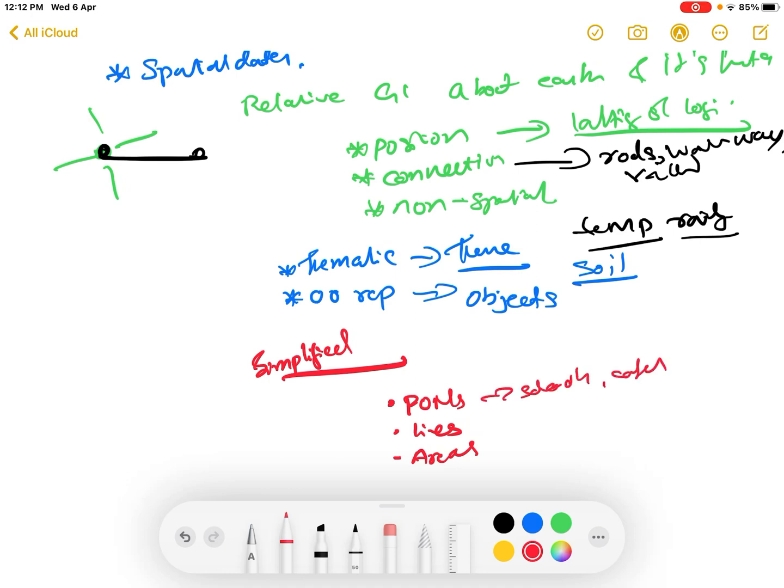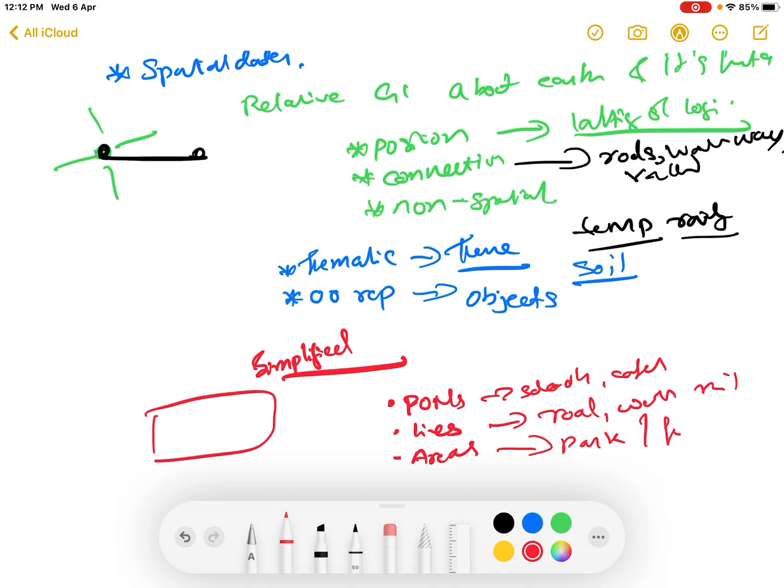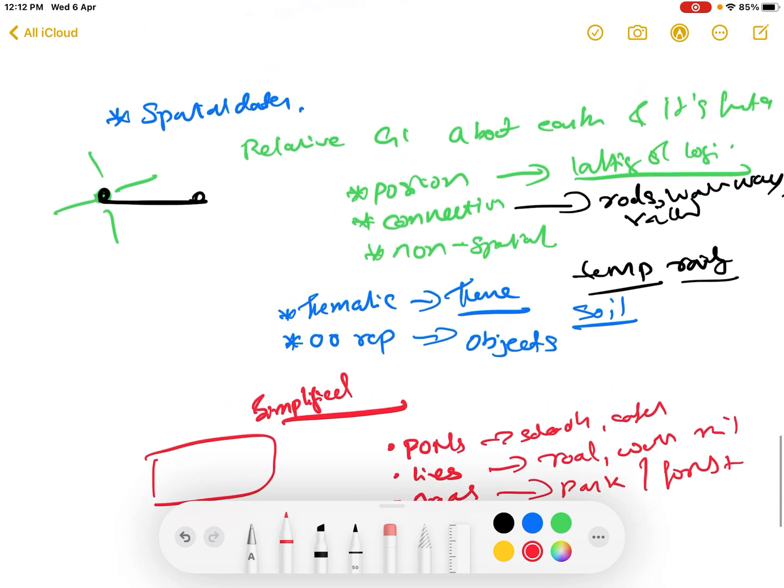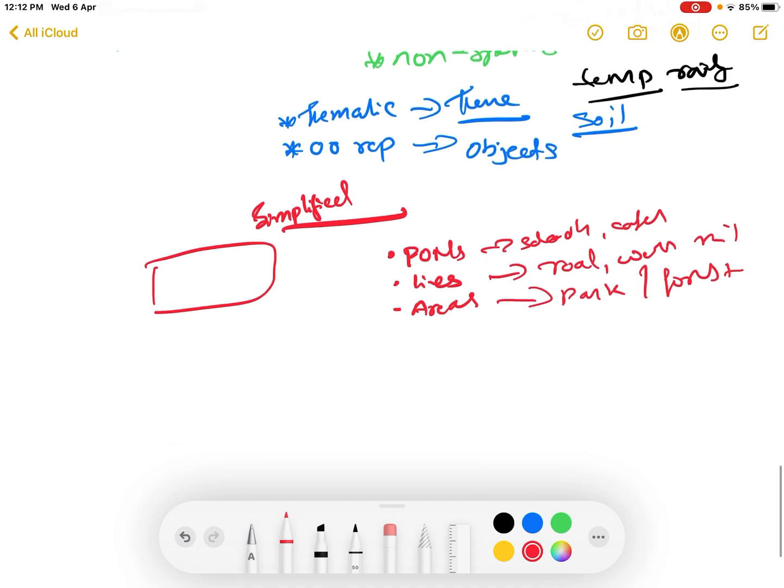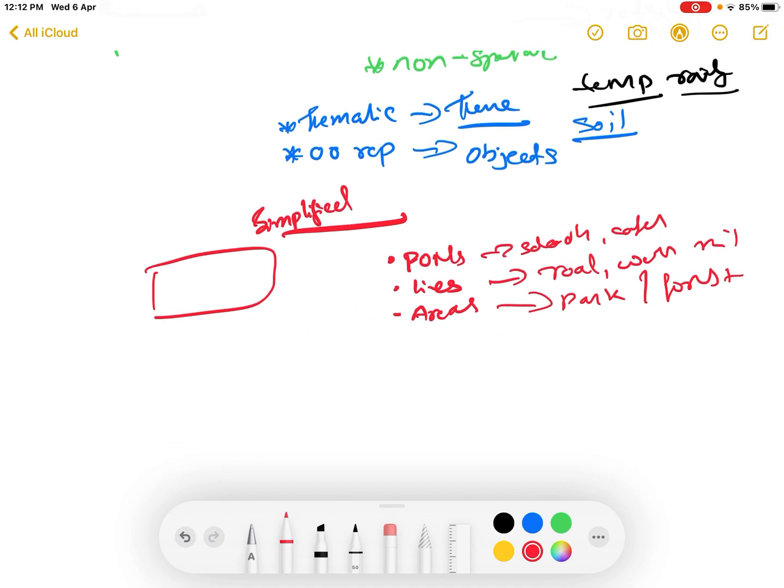Points are actually used to point out small things like schools or cafes or things like that. Lines we use to represent continuous things like roads or waterways or railways, all these things. And areas we use to represent a large area like a park or a forest or such things.